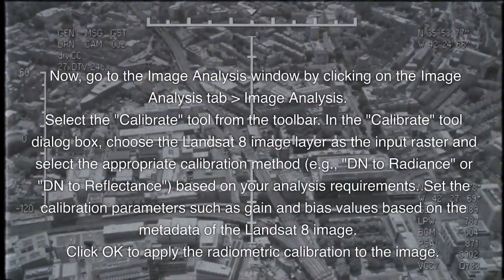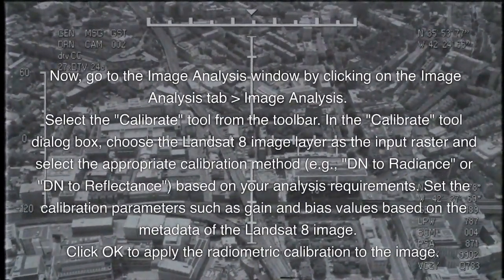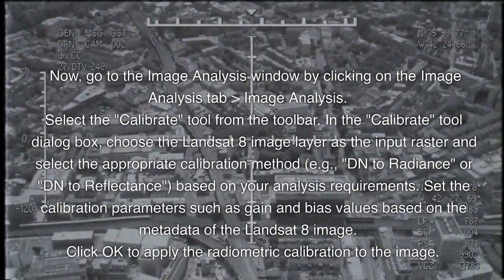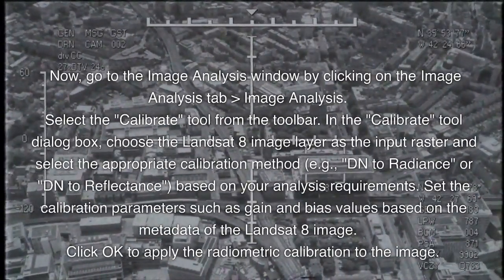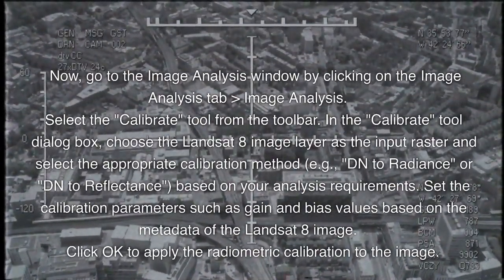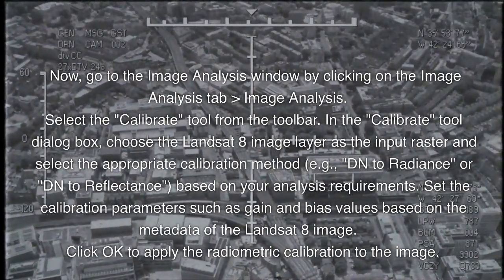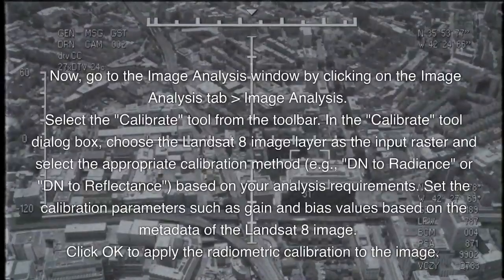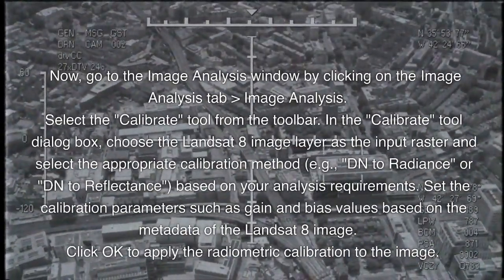Now, go to the Image Analysis window by clicking on the Image Analysis tab > Image Analysis. Select the Calibrate tool from the toolbar. In the Calibrate tool dialog box, choose the Landsat 8 image layer as the input raster and select the appropriate calibration method, for example, DN to radiance or DN to reflectance, based on your analysis requirements. Set the calibration parameters such as gain and bias values based on the metadata of the Landsat 8 image. Click OK to apply the radiometric calibration to the image.